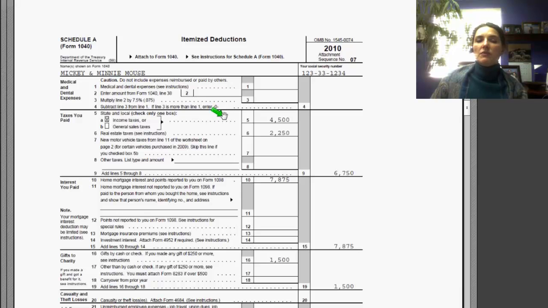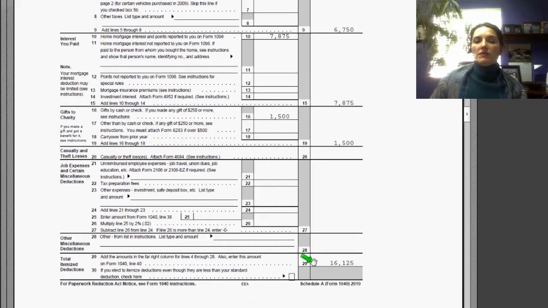On the Schedule A, we've entered income taxes from the W-2 of $4,500. We've also entered real estate taxes of $2,250, giving us total tax deductions of $6,750. The home mortgage interest and points totaled $78.75 after the proration to the Schedule E. This is the amount that's left for Schedule A. And we have $1,500 of cash charity as well. So that gave the Mouses $16,125 of itemized deductions to carry to the 1040.